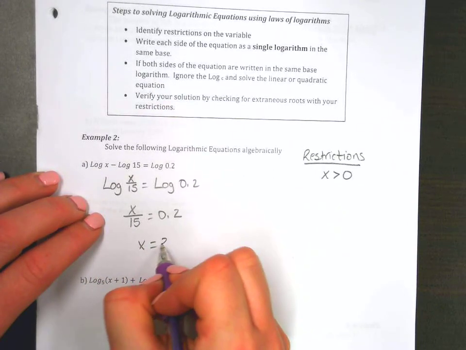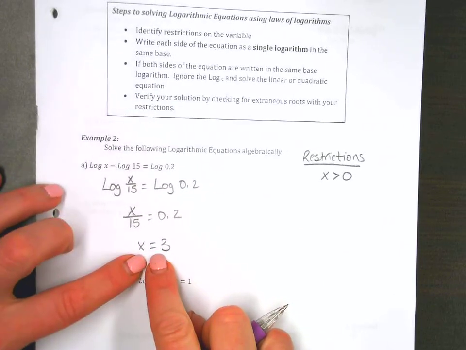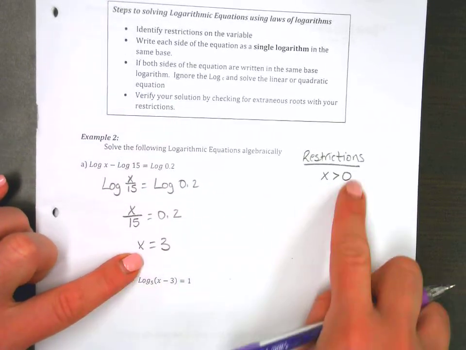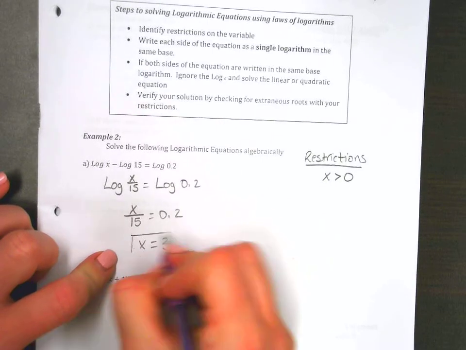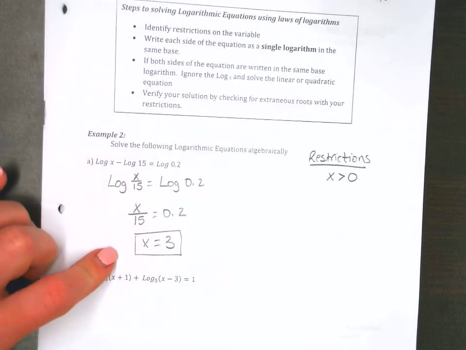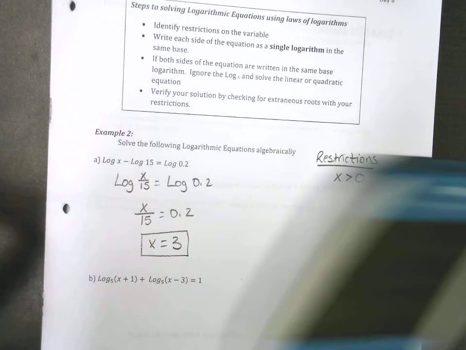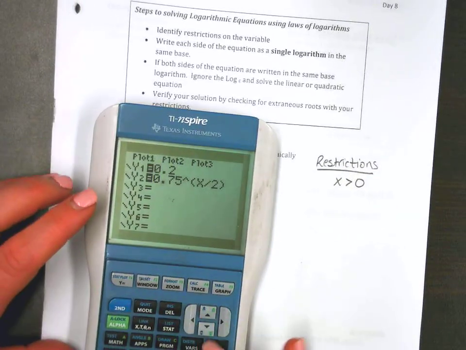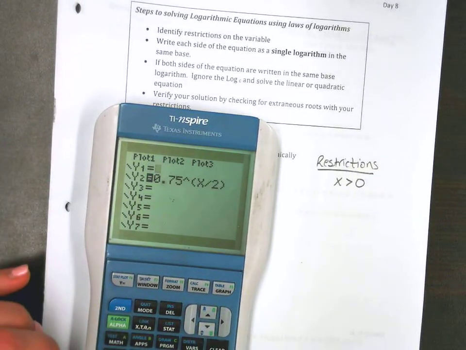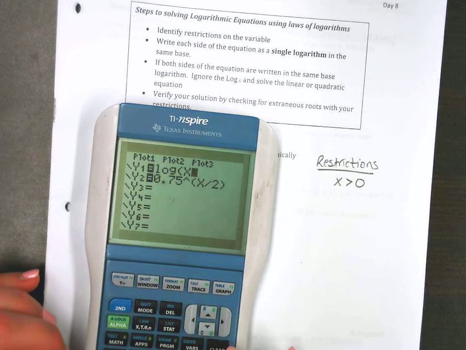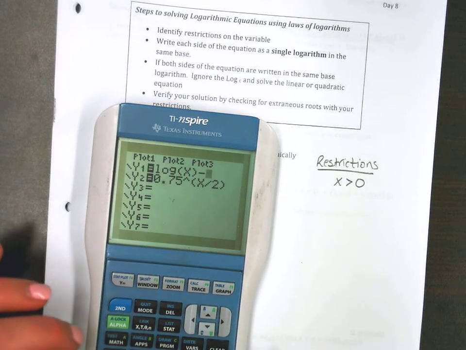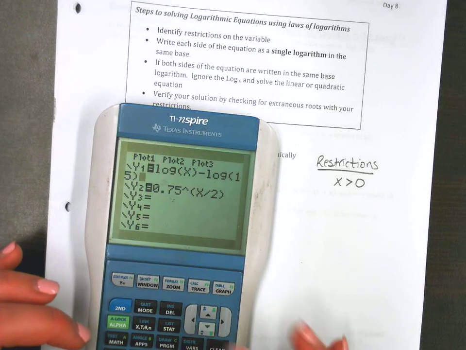If you wanted to check your solution, you could do this graphically on your calculator. So on the left side, I could type in a log of x minus log of 15. And in y2, I could type in log of 0.2. This actually looks okay.